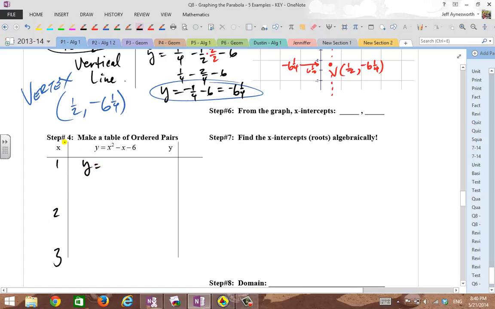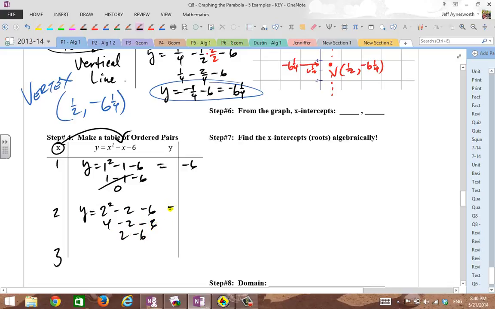So y equals, I'm going to substitute it in, 1 squared minus 1 minus 6. That's 1 minus 1 minus 6, or just -6. 1 minus 1 is 0, 0 minus 6 is -6. Next one, 2 squared minus 2 minus 6. 4 minus 2 minus 6. That's 2 minus 6, that's -4. And then the last one, 3 squared minus 3 minus 6. That's 9 minus 3 minus 6, and that's 0, because 6 minus 6 is 0.